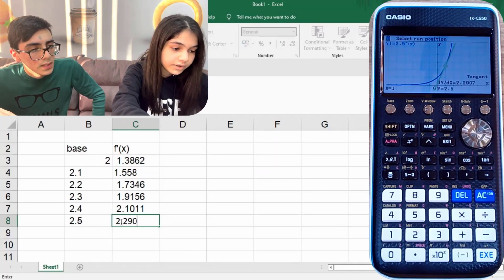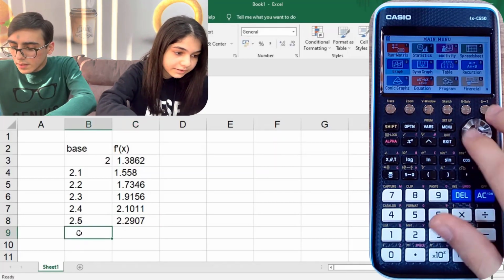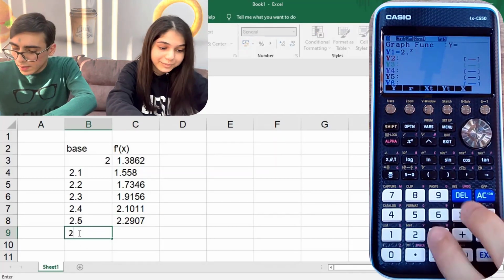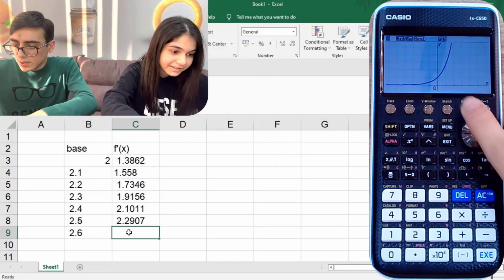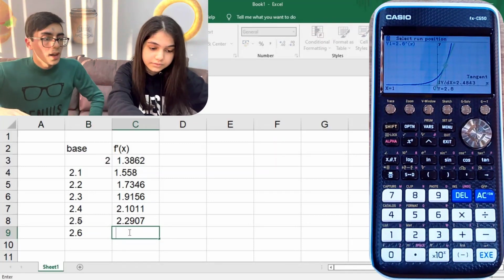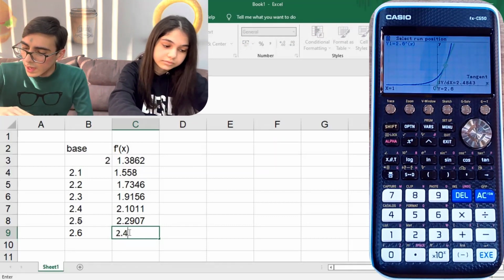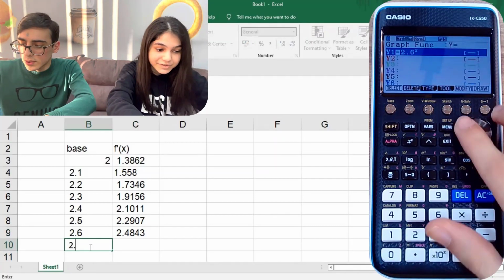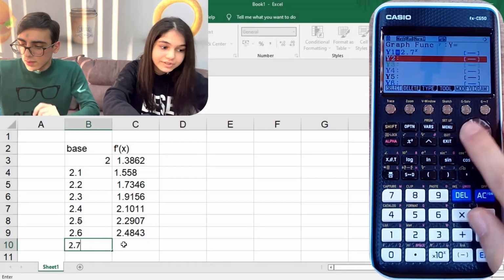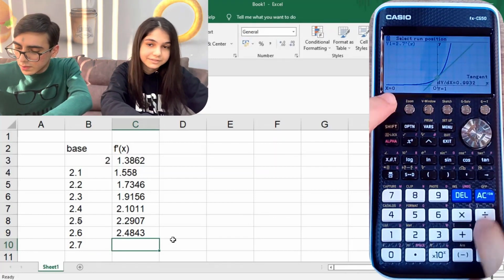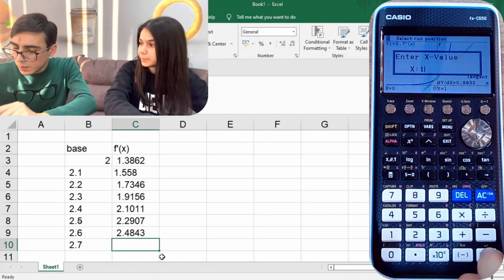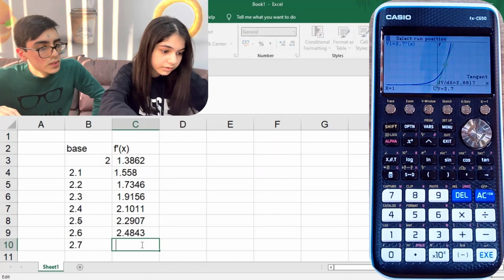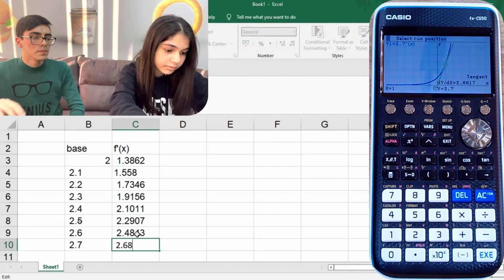As you can see, we're just coming closer to the base of the natural number. Let's say it's 2.6. In this case, the derivative will be 2.4843. And 2.7, which is really close to e. We're getting closer and closer every time. The derivative will be equal to 2.6817.